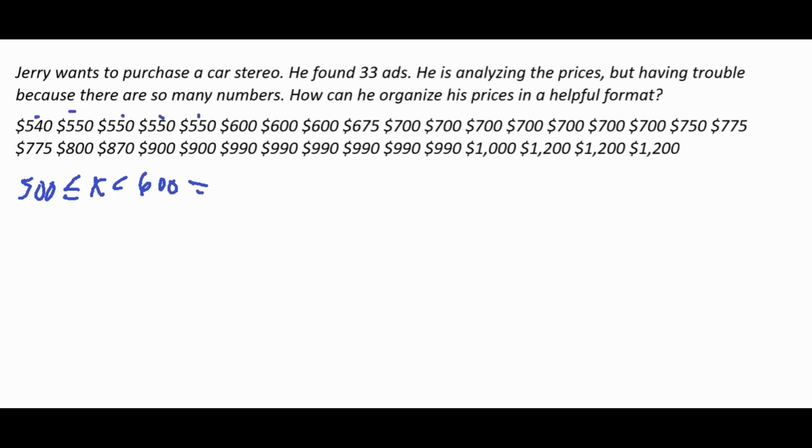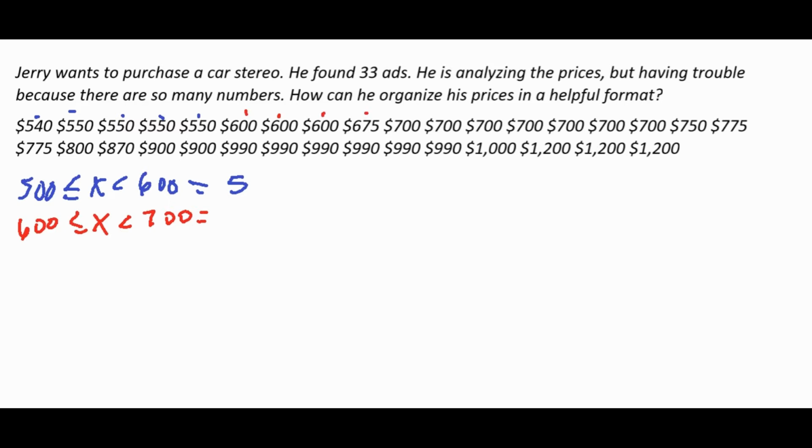What if we picked another one? What if I want the price of this stereo to be greater than or equal to $600, but less than $700? Maybe that's my price range. I'm going to spend between $600 and $700 on this car stereo. I can look at these: 1, 2, 3, 4 of them. So I have 4 different stereos that I can choose from.